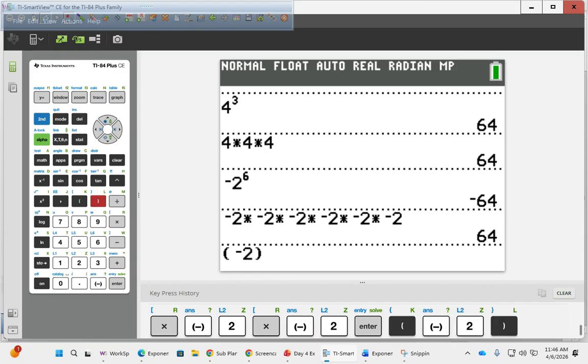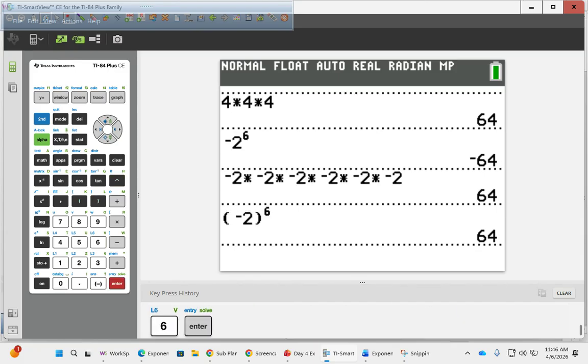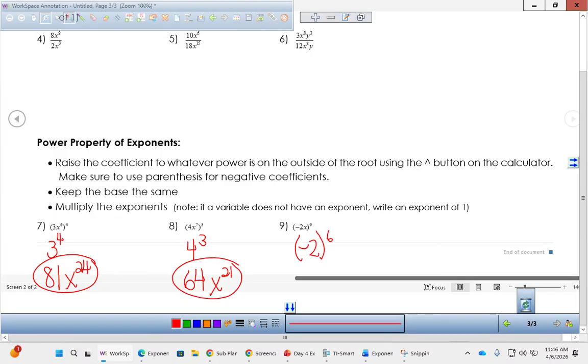You just want to make sure you use parentheses with the negative numbers, and this should end up being positive 64. So 64, keep the base, and I'm going to multiply the exponents. The x inside doesn't have an exponent, so I'm going to give it a 1, and I'm going to do 1 times 6.